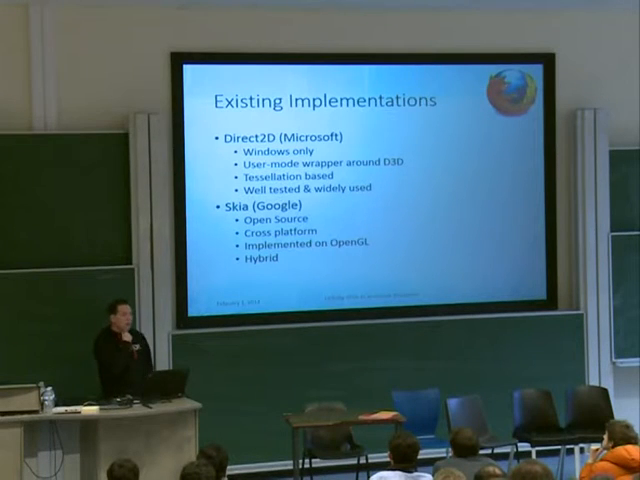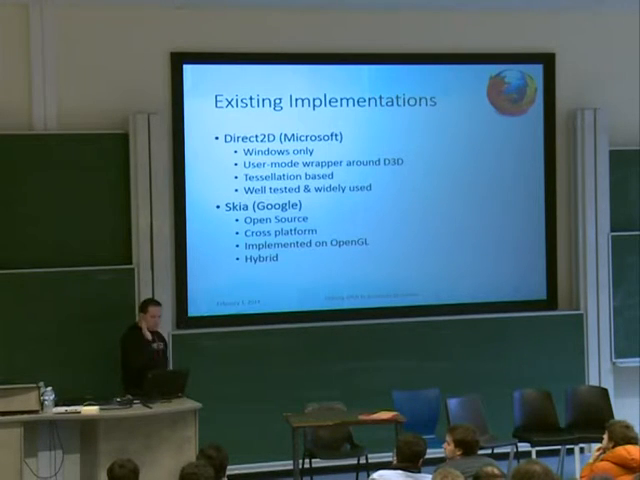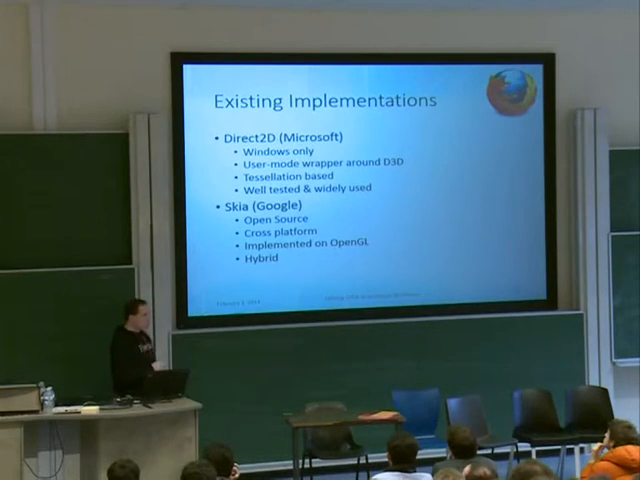we have the most widely used, which is Direct2D for Microsoft, which is basically their drawing API in all recent Windows versions. It's Windows only, completely proprietary, obviously. It is essentially a user mode library that wraps Direct3D. It is almost purely tessellation based. It is well tested and widely used. It's used by Firefox on Windows 7 upwards. It's used by IE since IE9 upwards. And it's used by Steam and lots of other software that is commonly used.